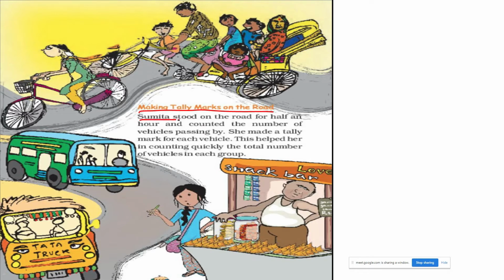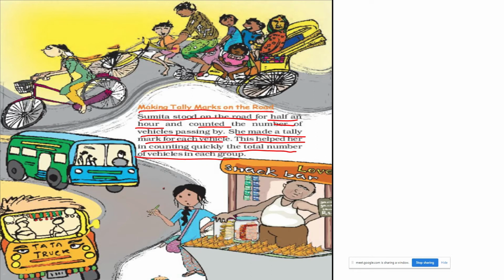Making tally marks on the road. Sumita stood on the road for half an hour and counted the number of vehicles passing by. She made a tally mark for each vehicle. This helped her in counting quickly the total number of vehicles in each group.